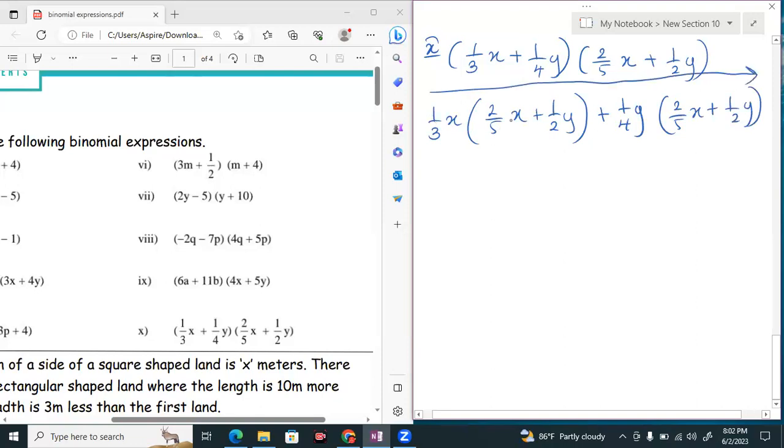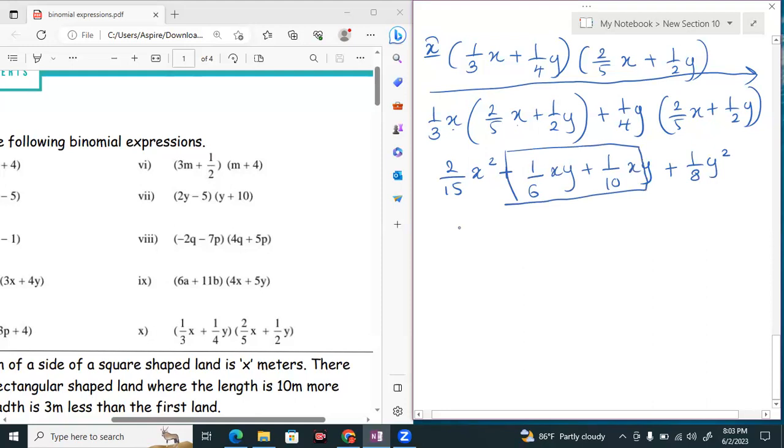Here, look at x into x, it is x squared. 1/3 multiplied by 2/5, that means it becomes 2/15. Add 3 into 2, it is 6. 1 into 1, it is 1. X into y, xy. Add 1/4 times 2/5, it is 1/10 times xy. Add 1/8 y squared. Then here you can see you have to simplify two fractions with different denominators.